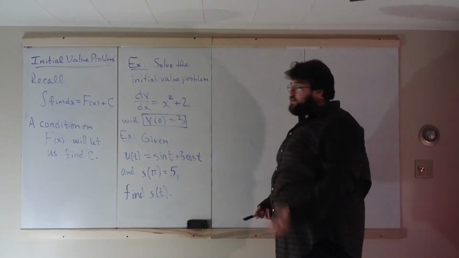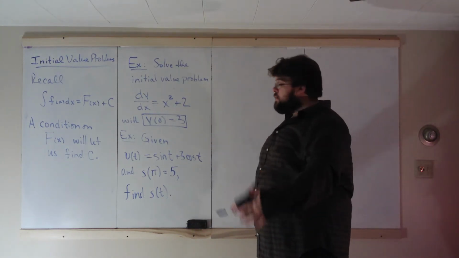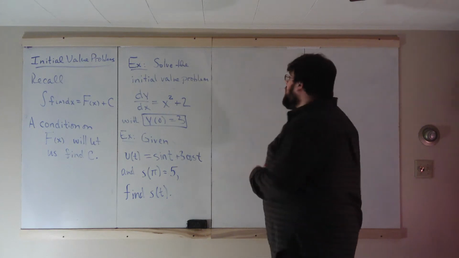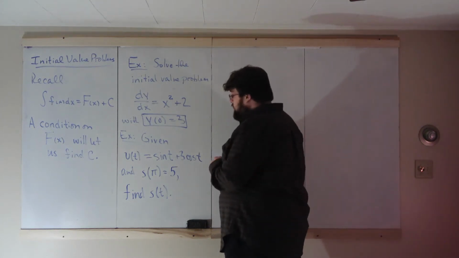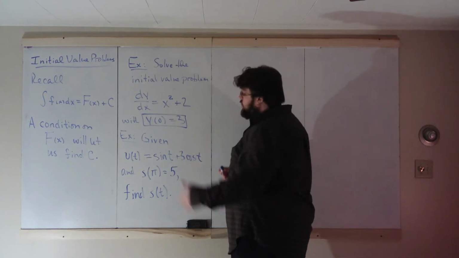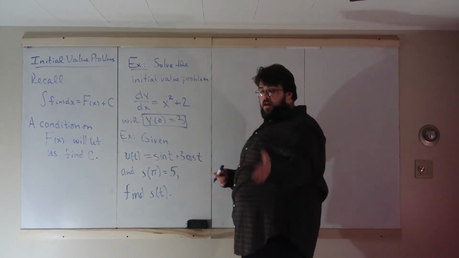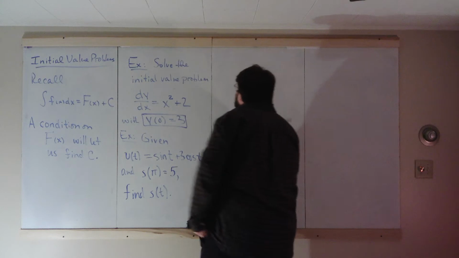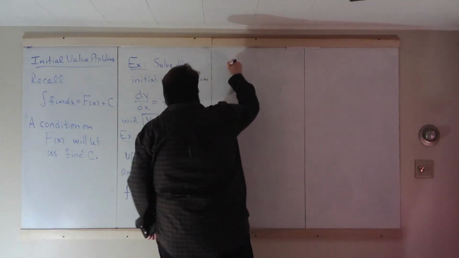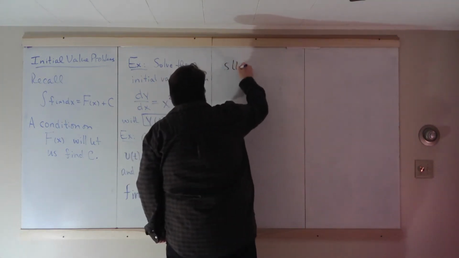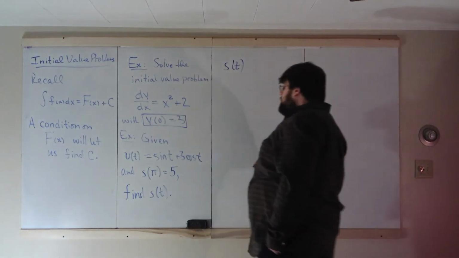I could have also said, given acceleration and a condition on velocity, find velocity. I could have also said, given acceleration and a condition on velocity and a condition on position, find position. And to do that, you'd have to go through velocity. So you'd have to do two integrals in that case. But here, we just want to go from velocity to position.